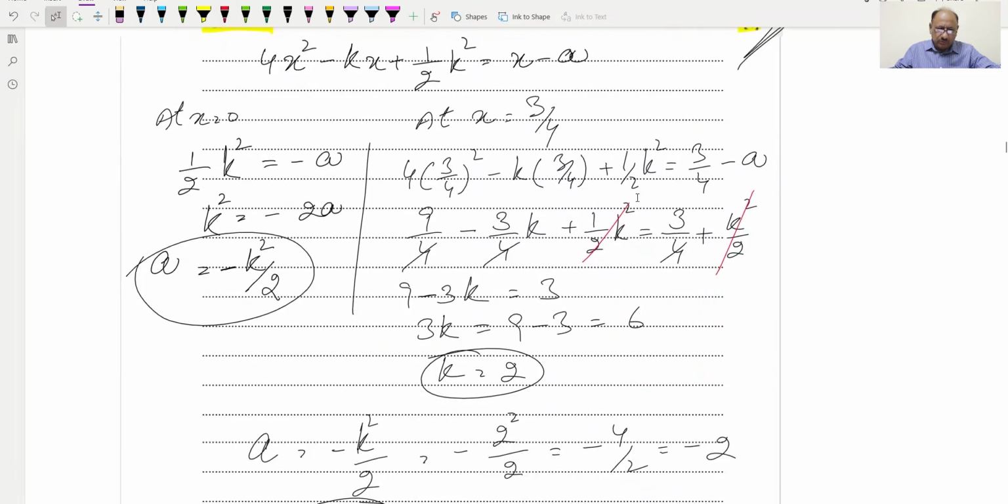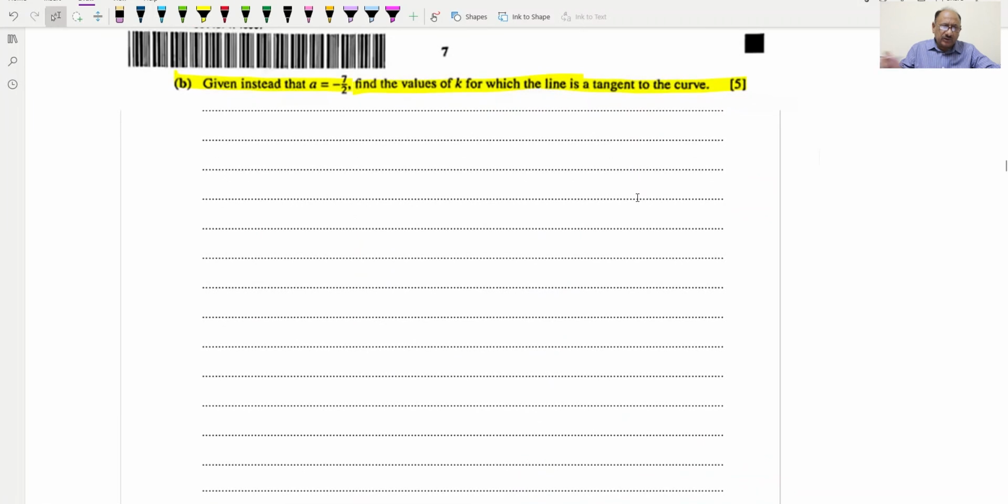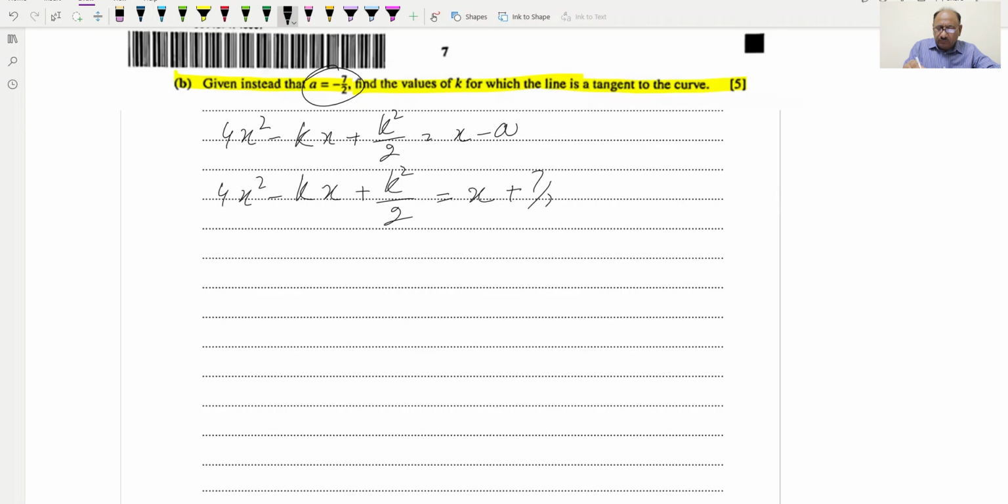So we can write here 4x squared minus kx plus k squared by 2 is equal to x minus a. So this was the equation, and now a value is -7/2. We will be replacing it: 4x squared minus kx plus k squared by 2, and this is equal to x, and minus into minus will be plus, so 7/2.